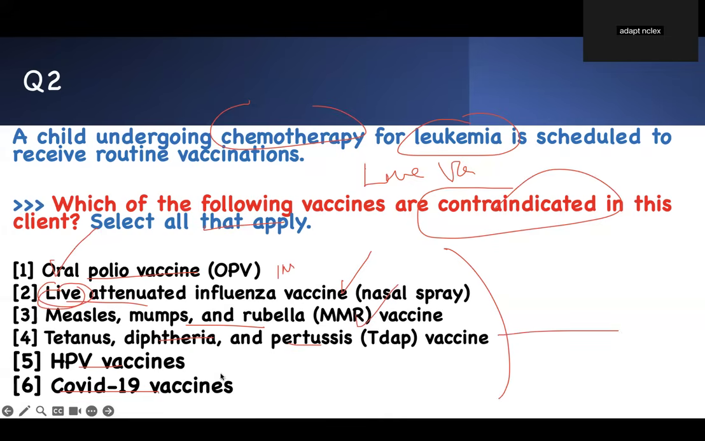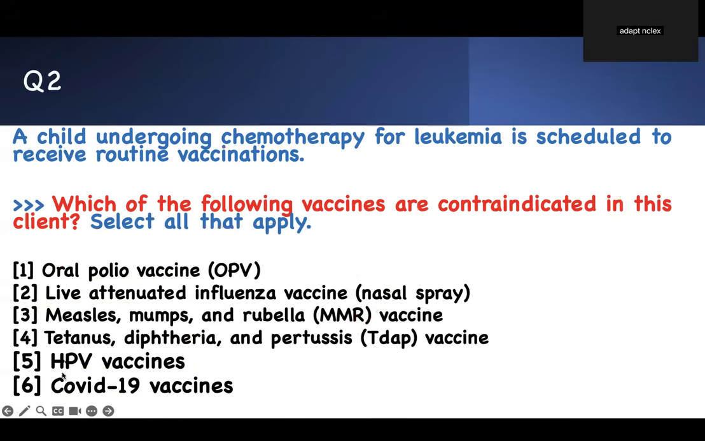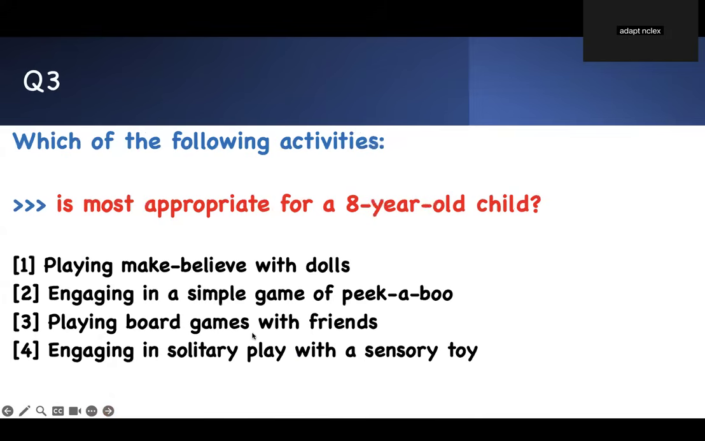HPV is not a live vaccine. And all COVID vaccines that were created a couple of years ago are not live vaccines. There is no acceptable live COVID vaccine available. Nothing has been made. All of them are not live. Therefore, this is safe. Which ones should you pick? One, two, three. Those are the live vaccines. This patient cannot take them because they're contraindicated. Next question. Buzzword. Easy question, but it's difficult.